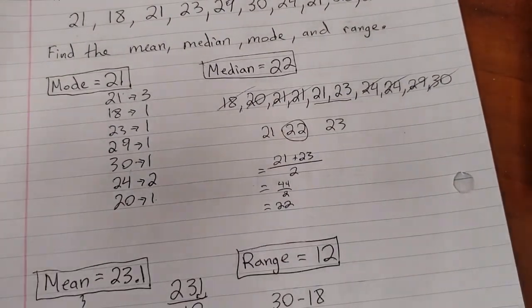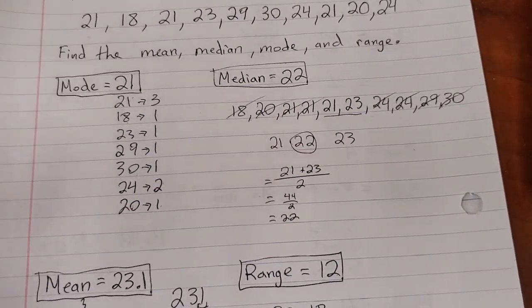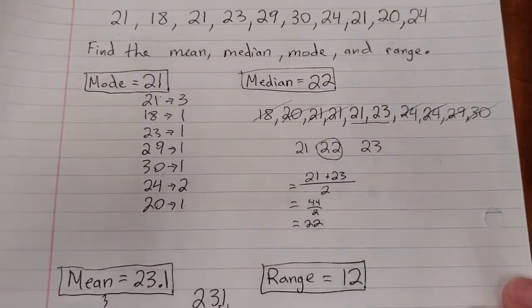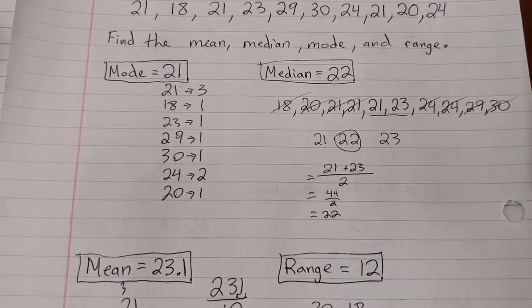So that is lesson 7.1 and 7.2, mean, median, mode, and range.